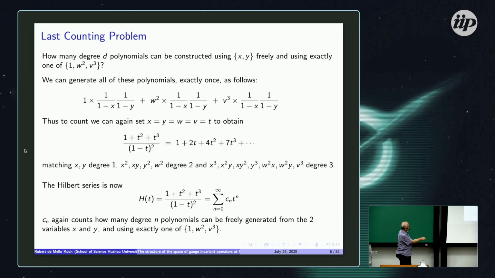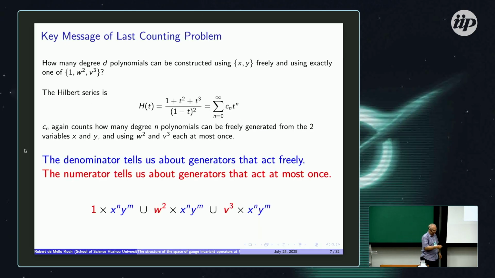So in this case, that's the structure of the Hilbert series. So this I want you to remember. So let's summarize the key lesson. This is actually called a module over this ring. So we're talking about a module. These are the generators of the module, 1, w squared, v cubed, over that ring of freely generated things. So the polynomials that we've got are being generated by these 5 generators. And the first set of generators, I can act freely with those. I can raise them to any power. Where do they appear? In the denominator of the Hilbert series. The second set of generators I'm allowed to use exactly once.